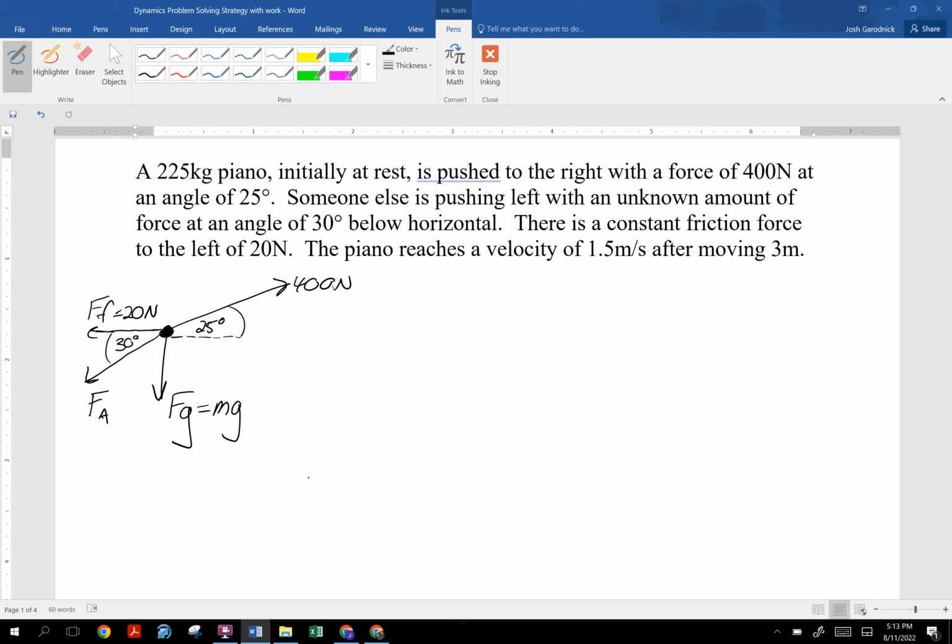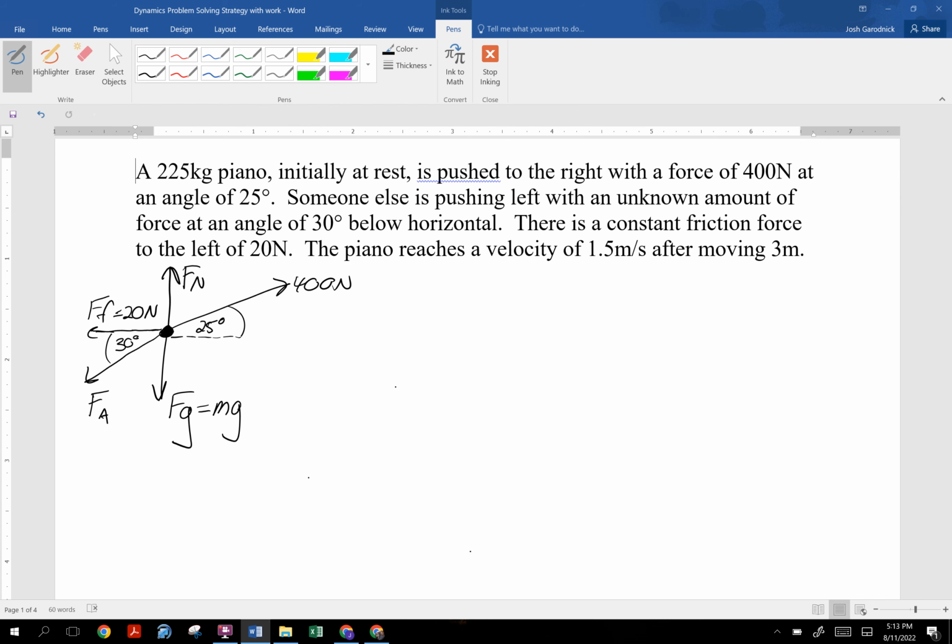And finally, this piano is probably on a surface. I hope so. Otherwise, it's fallen through the ground. So there is a normal force holding this thing up. This is the force of the surface pushing up. There is my free body diagram.